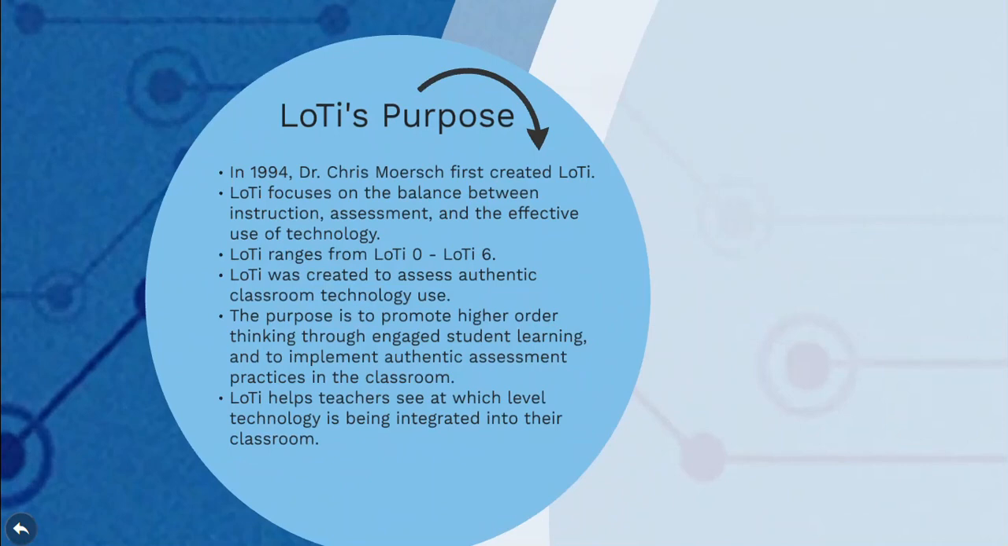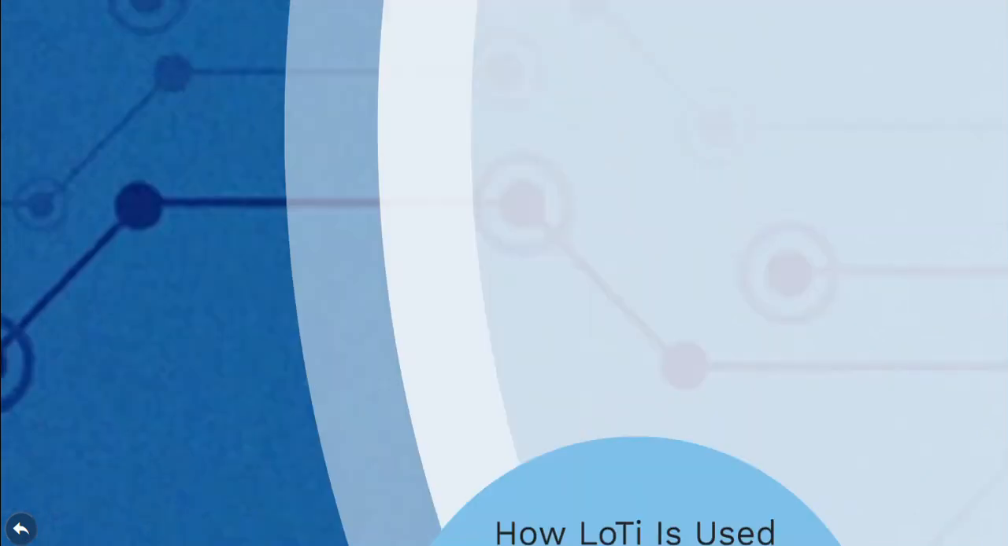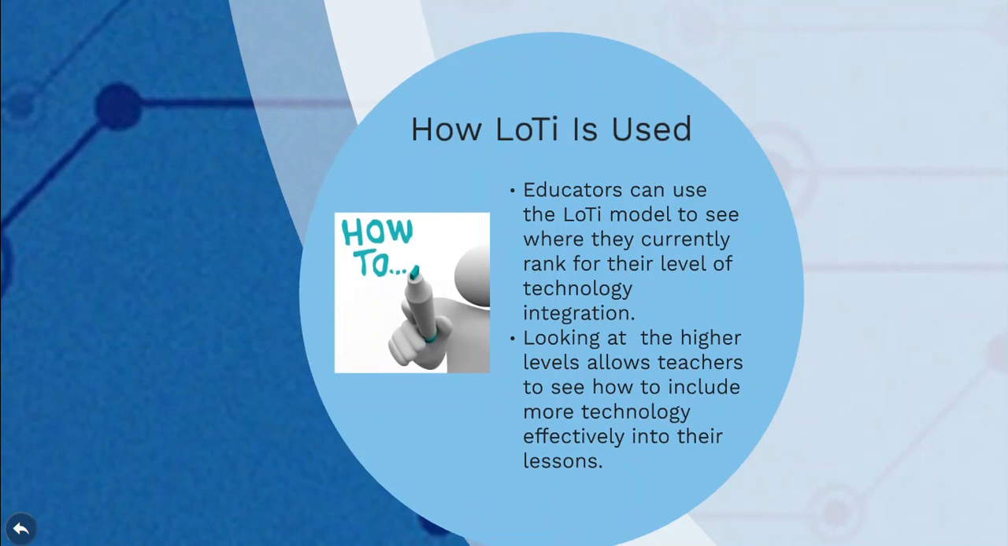The framework has evolved over time to focus on technology that relates to 21st century learning, specifically the promotion of higher order thinking, student-centered learning, and authentic assessment. Teachers can use this model for self-directed analysis of their level of technology integration into the classroom. LOTI has scales, like I have already stated, ranging from 0 to 6. Teachers can use these to reflect on their practices and assess or make additions to their current level of integration.